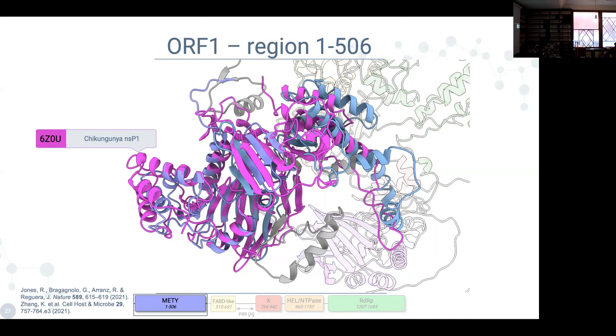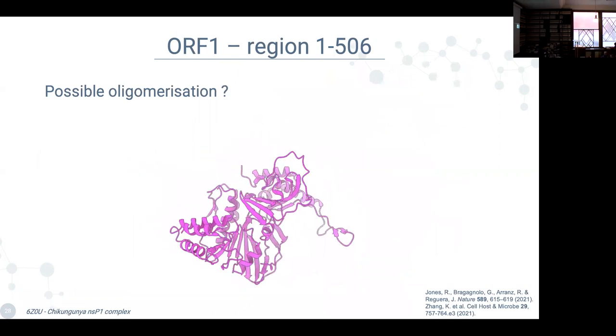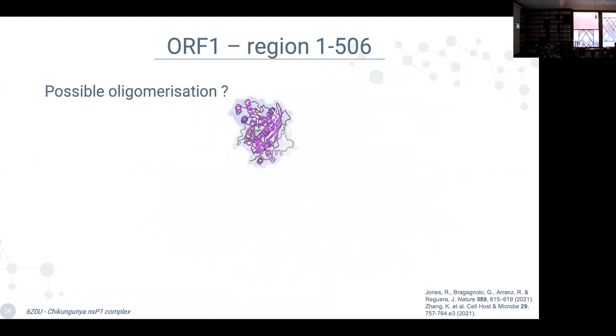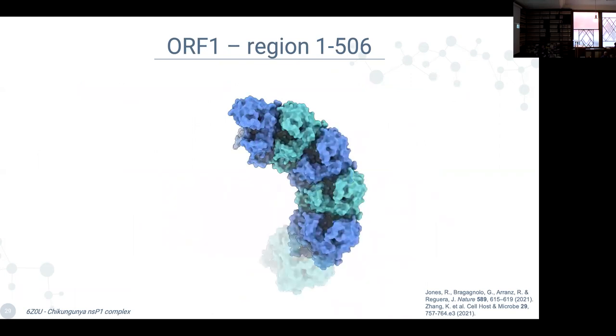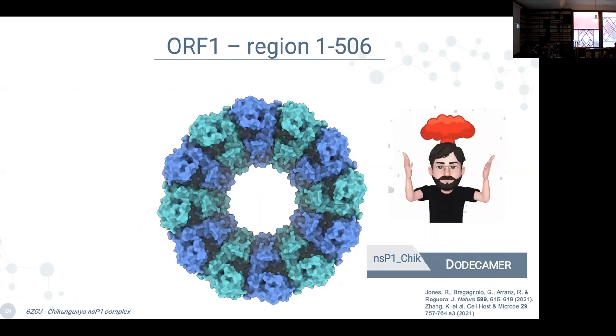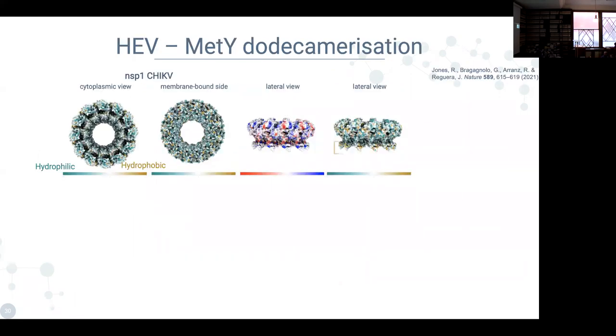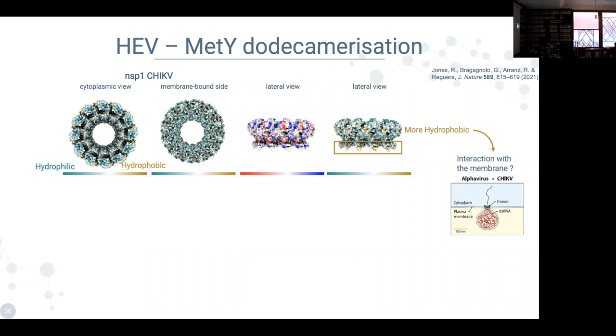And this NSP1 of the chikungunya, if you look at it on the PDB, is not in a monomeric form, but in a pure oligomeric form. It's a dodecamer. So yeah, it's a very nice dodecamer. And the authors actually think that this can bind to the membrane, because on one part of this dodecamer you have a more hydrophobic face. And it can form a crown above the membrane, where you have a vesicle with the RNA inside. So this is what the authors of this structure think.